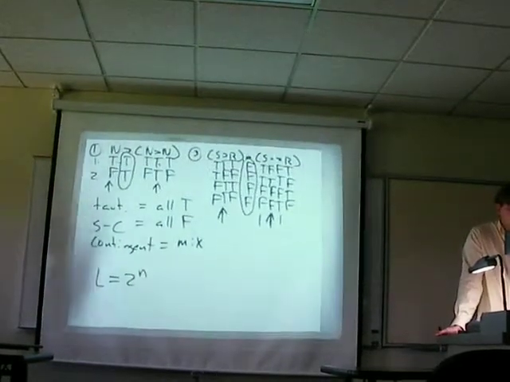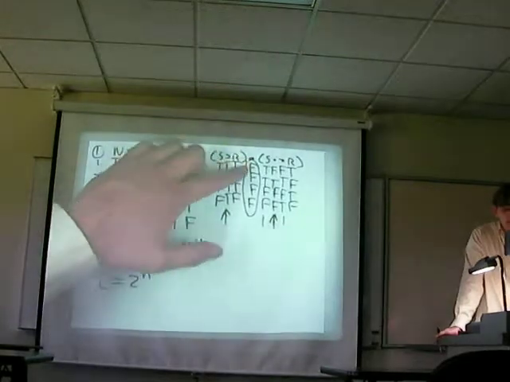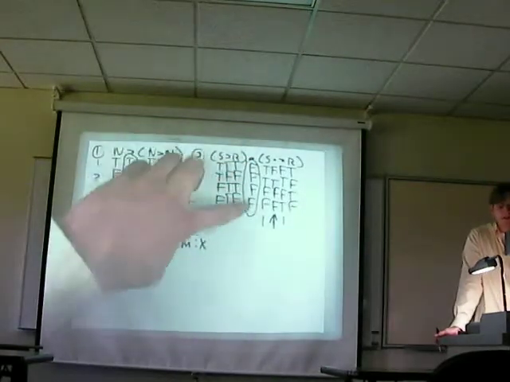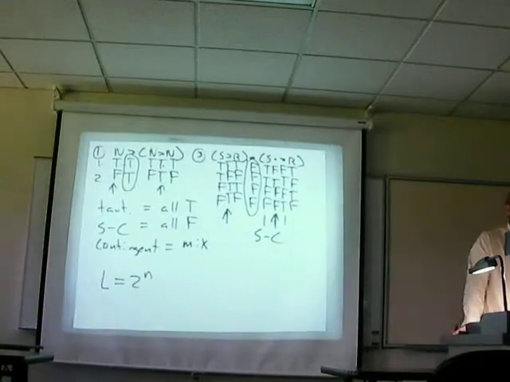And now we just need to simply apply the vocab. Is it tautologous, self-contradictory, or contingent? Well, the column under our main logical operator consists entirely of F's, so it's self-contradictory. And that really is all there is to it.